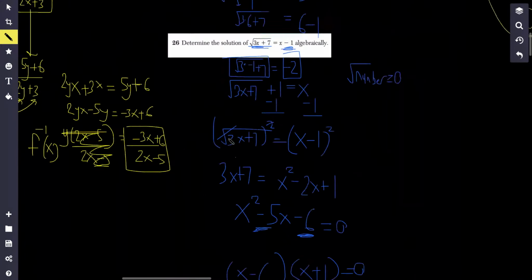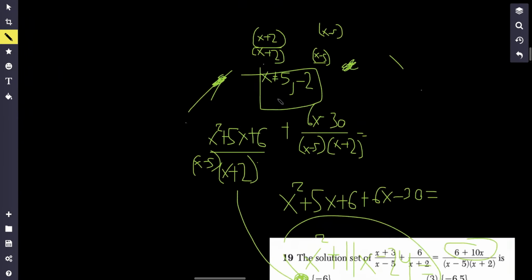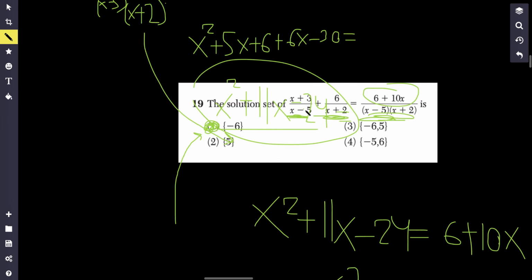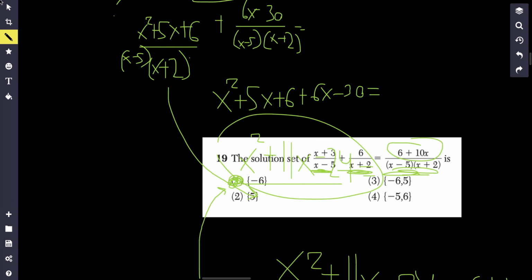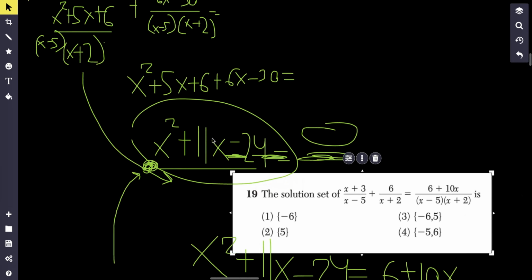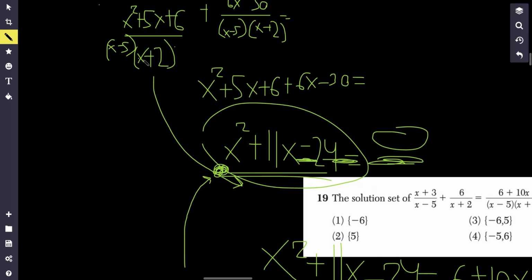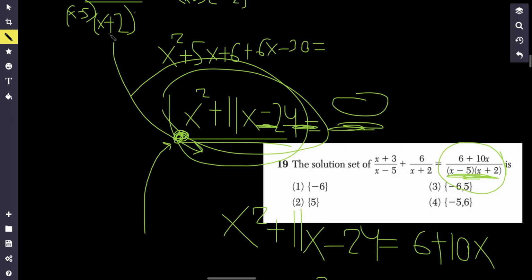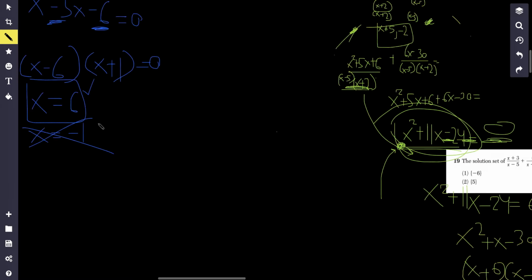All right, so there's one last thing I want to talk about. When I was solving this problem, I took all of these values over here and I sort of ignored the denominator, because I knew that if x squared plus 11x minus 24 divided by x minus 5 times x plus 2 is equal to 6 plus 10x divided by the same denominator, then the numerators have to be equal to each other as well. And I set them equal to each other.